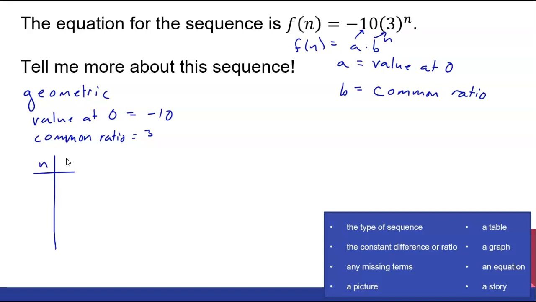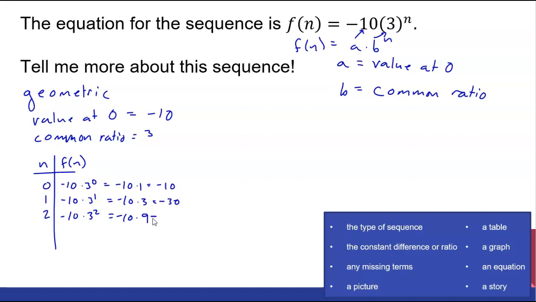So I'm going to do n and f of n, our input and our output, and at 0, I have negative 10 times 3 to the 0, which is just negative 10 times 1, which equals negative 10. At 1, I have negative 10 times 3 to the 1, negative 10 times 3, which is negative 30. At 2, I have negative 10 times 3 squared. That is negative 10 times 9, so I get negative 90. At 3, I have negative 10 times 3 to the 3rd. That's negative 10 times 27, negative 270.